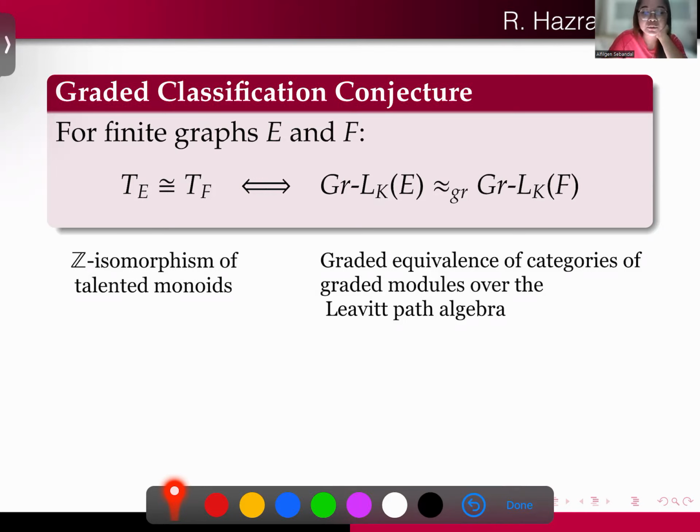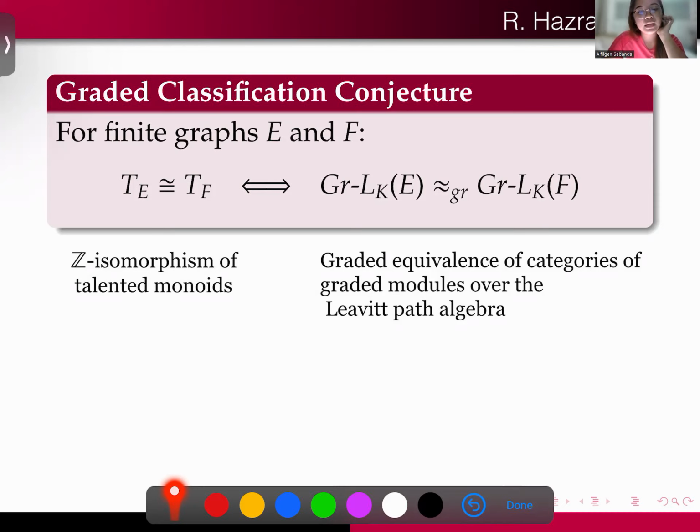In this talk, we will see evidence for this conjecture, and as the title of my talk also says, we will also see a finite version of this conjecture. We are going to see a confirmation of the finite version of this conjecture, which means that in terms of these modules that we see here, we are going to look at the finite dimensional graded modules over the Leavitt path algebra.